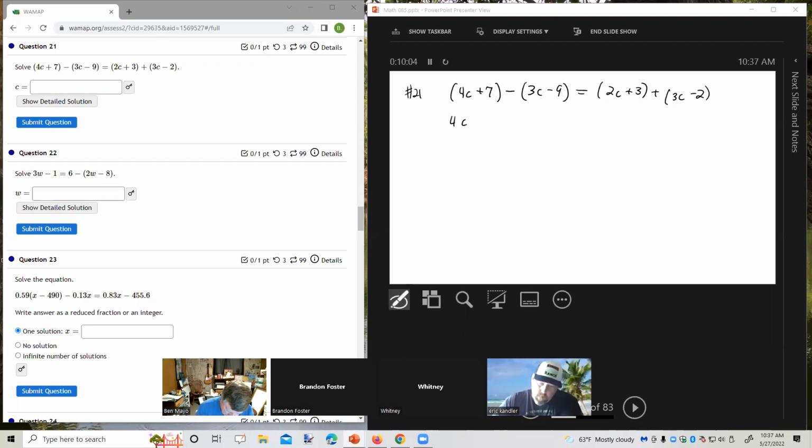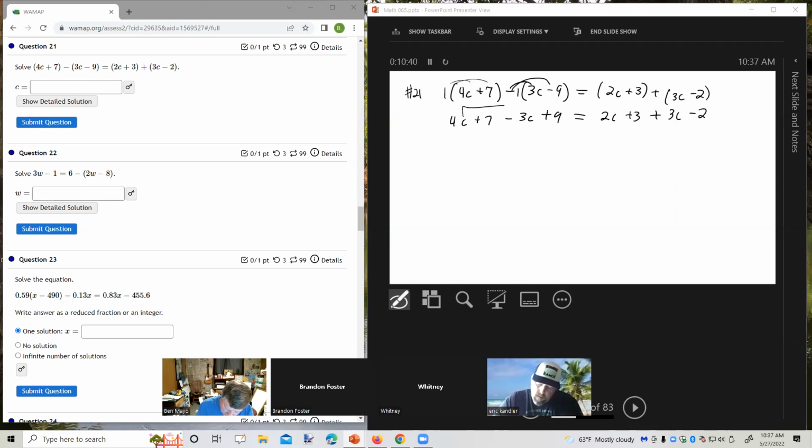so I can just copy it without the parentheses. It's like distributing a 1, which doesn't change anything. The minus sign in front of the second set of parentheses changes the sign of each number inside. It's like we're distributing a -1. So we get minus 3c, and then minus times minus is plus 9. The next set on the right side, we get 2c plus 3. And then with a plus sign in front of the next group, 3c minus 2. So now we've gotten rid of the grouping symbols.